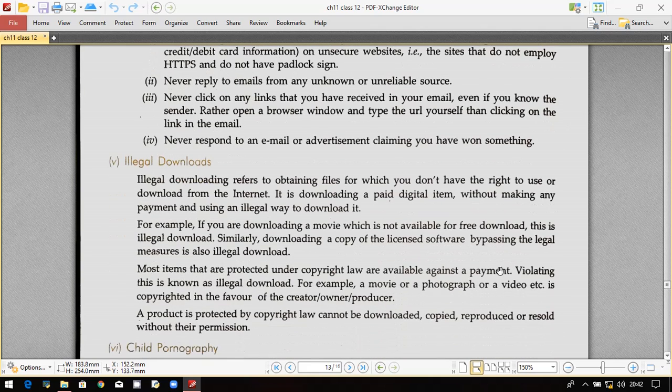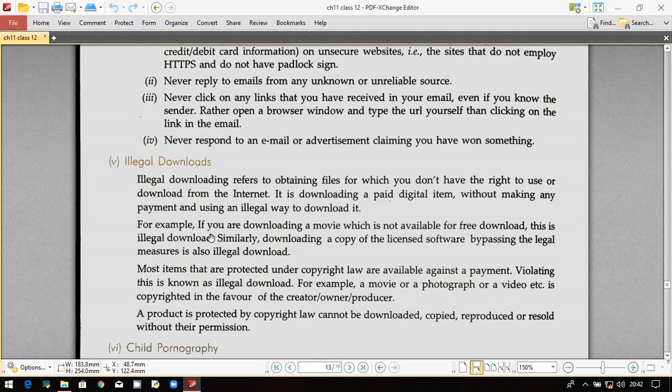Next thing is illegal downloads. Generally, we have got a habit of downloading content over the internet, and obviously we go for the free content. So you need to check whether that particular download is legal or not. You have to see whether it is a paid digital item being downloaded without making any payment or by using an illegal way. If you are downloading it, then actually you are committing a cyber crime.